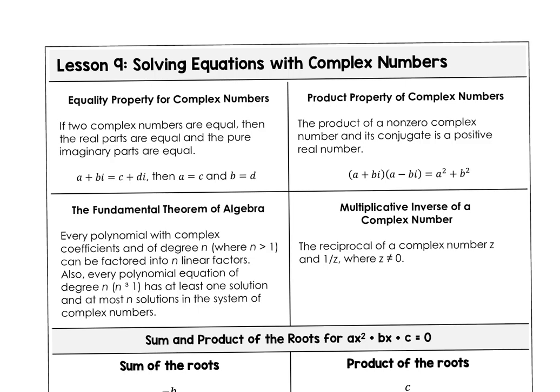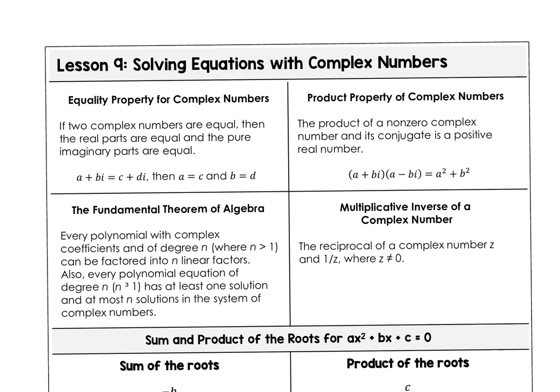Today's lesson is all about solving equations with complex numbers. The equality property for complex numbers basically says if we have two complex numbers and they're equal to each other, then the real parts are equal and the imaginary parts are equal. We've also seen that when you multiply conjugate pairs of complex numbers, we end up with a squared plus b squared solution, and this answer results in a positive real number.